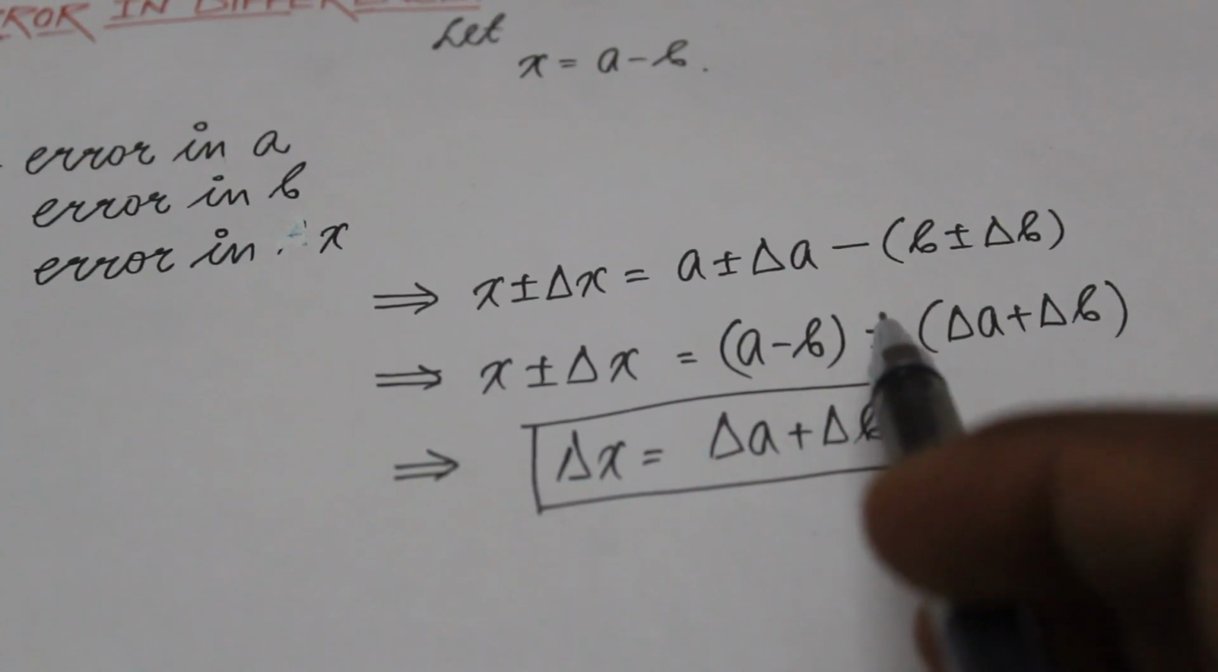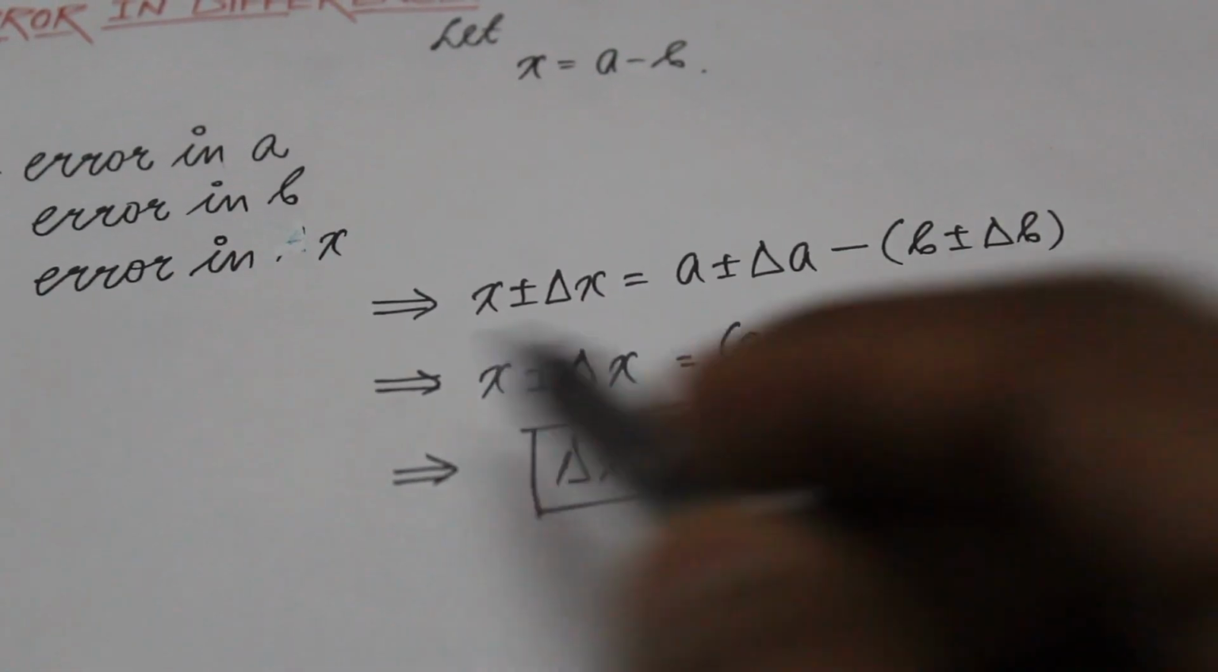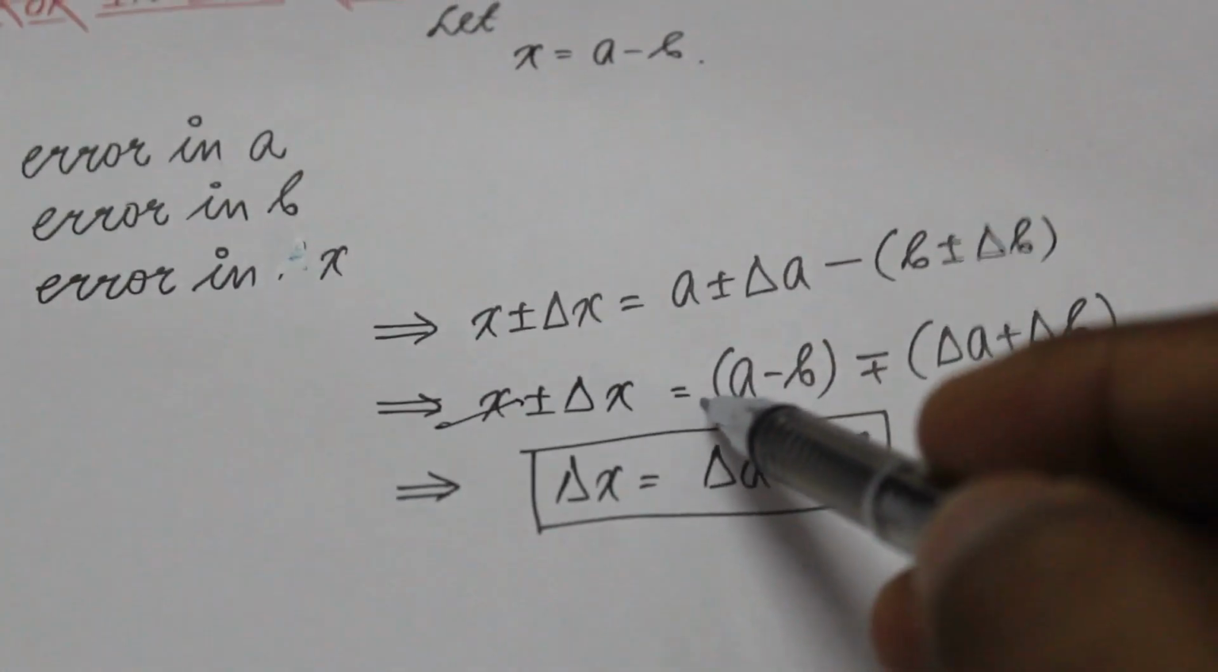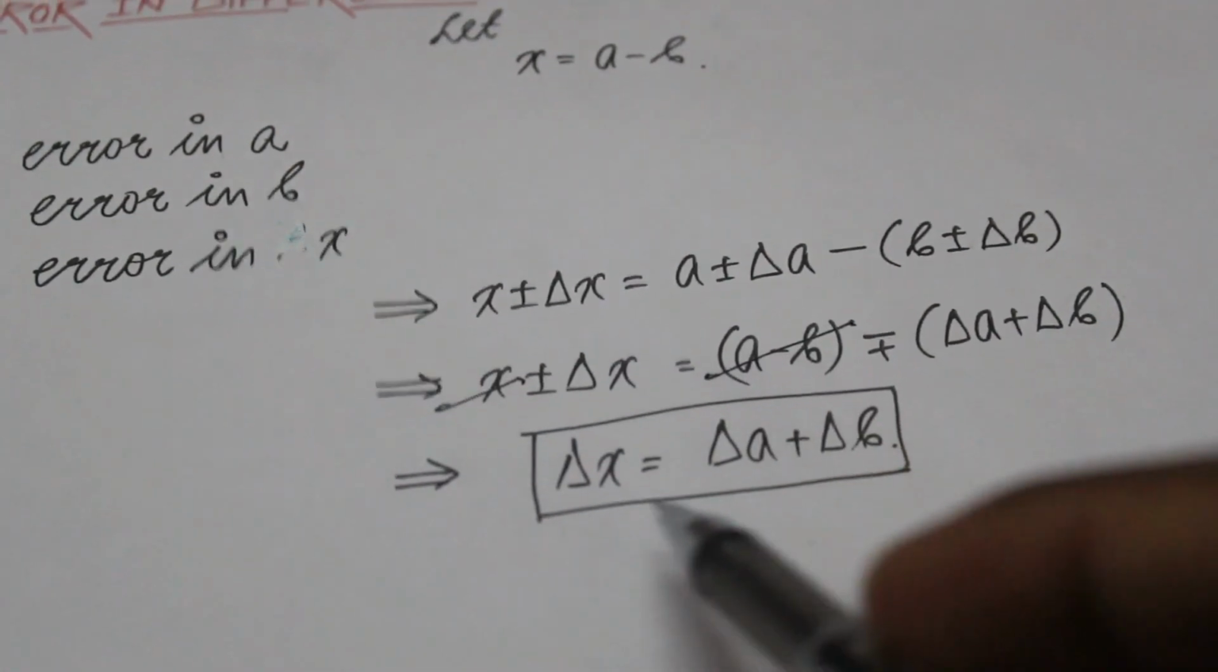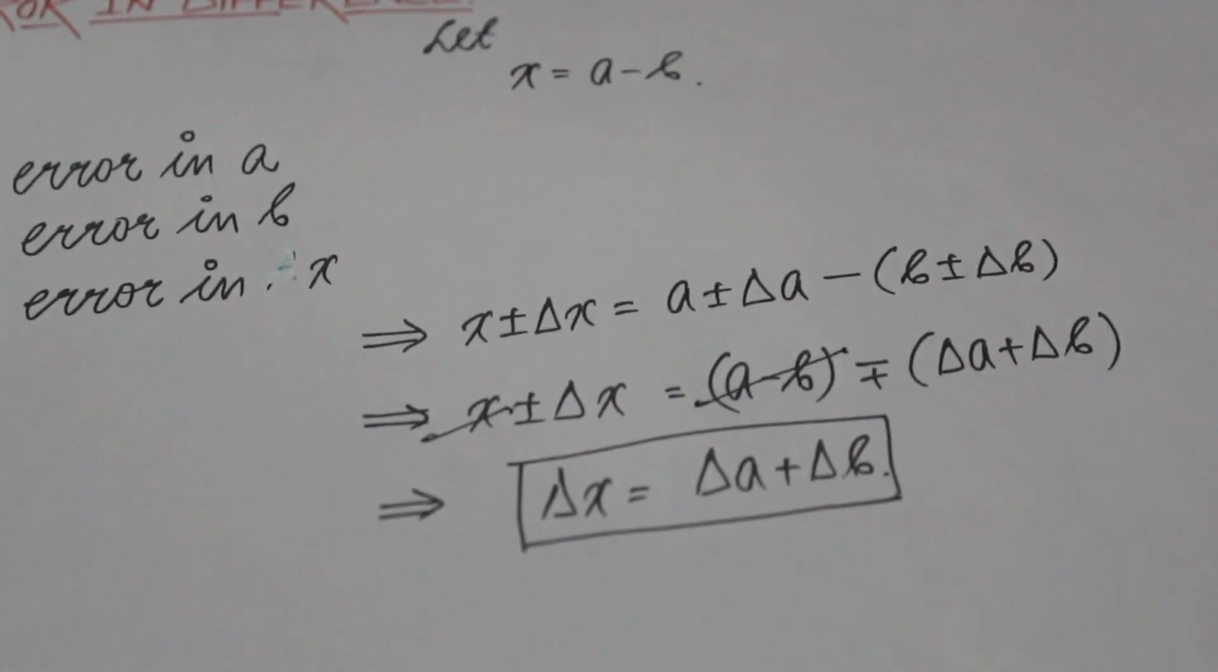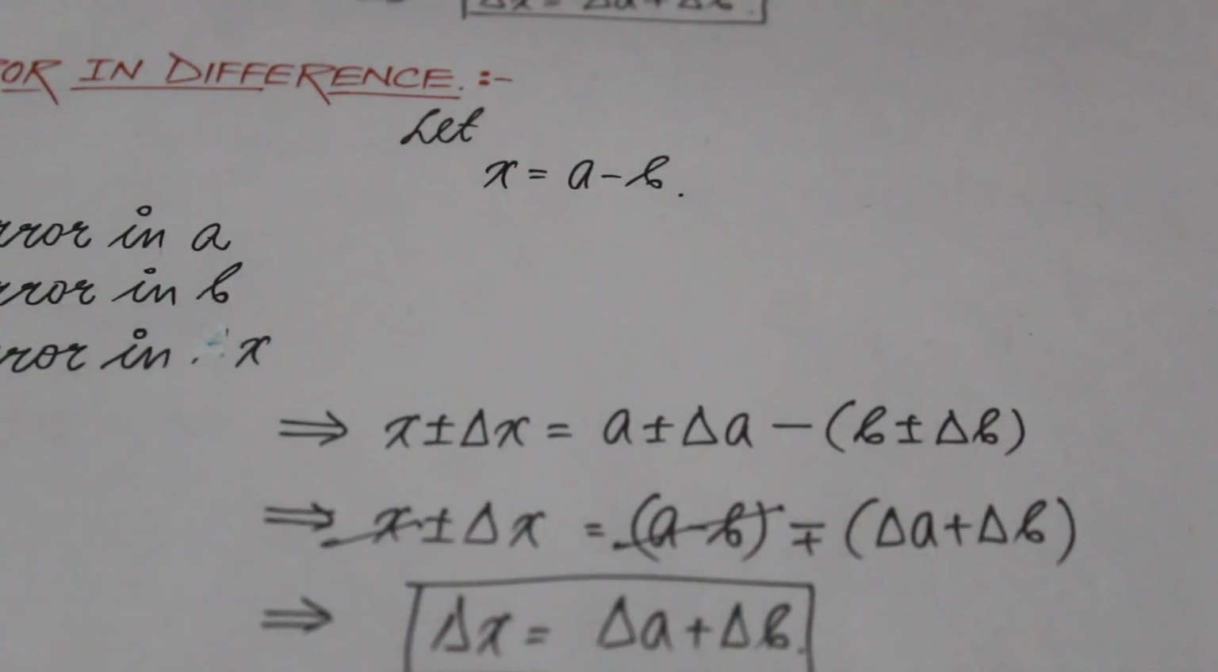This can be written in this form. Either you write plus minus or minus plus, it doesn't matter. X is equal to a minus b. So we finally get delta x is equal to delta a plus delta b. This indicates that even if a quantity is found out by difference of two quantities, the error will always add up. It won't get subtracted, it will be added up.